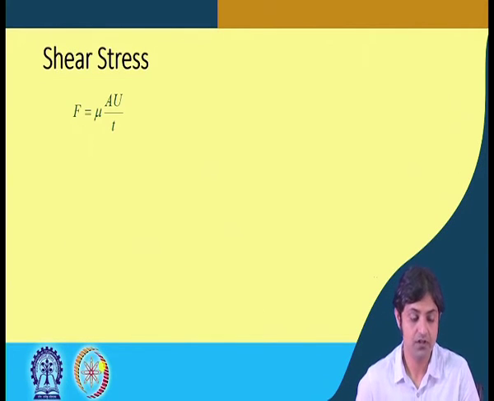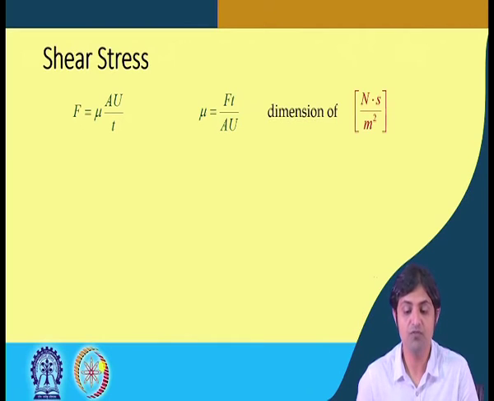Shear stress. So force, as we have seen in the last slide, is given as mu times A multiplied by u divided by the distance between the plates T. So mu can be written as Ft by Au. The dimensions of mu is Newton second per meter square. I think you should do this derivation after this lecture is finished at your own convenient time.